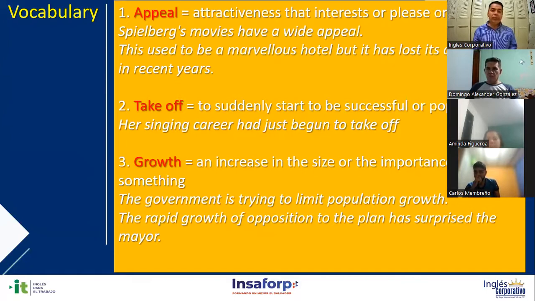Number two, take off. Let me see, Wendy. Can you help me, Wendy? Sure. Take off: suddenly start to be successful or popular. Her singing career had just begun to take off. Right, going up. So that is take off.